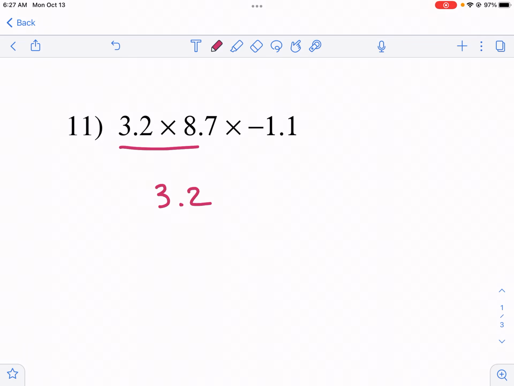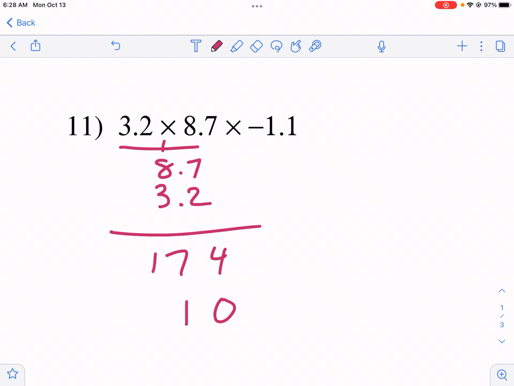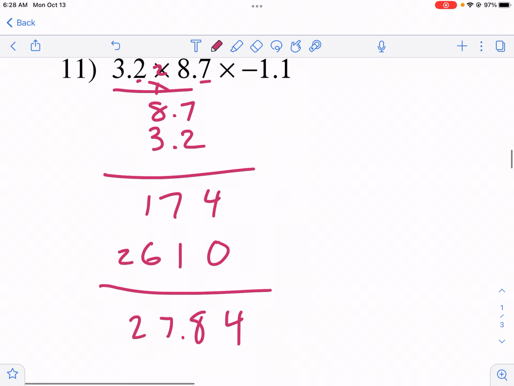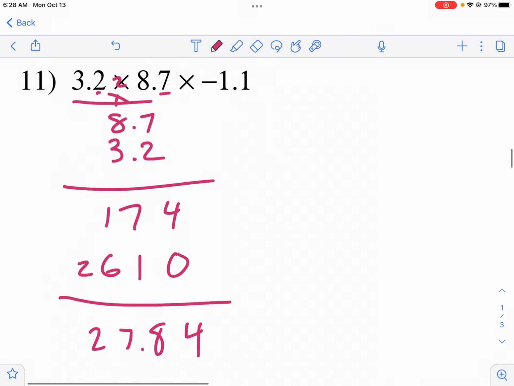So we're going to do 3.2 times 8.7. I'm going to rearrange it. I'm going to do that first. So 14, 16, and then call that 17. 0, 21. Put a 2 up there. Cross that one out. 3 times 8 is 24. Then 26. So we have 4, 8, 7, 2. I need 2 numbers after the decimal because I have 2 numbers after the decimal here. So I'm going to place it there. And it's positive because I had 2 positive numbers together.